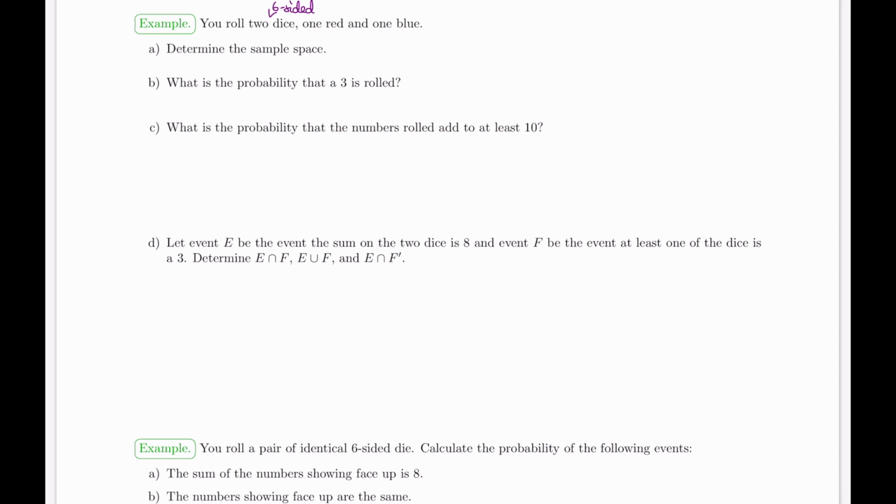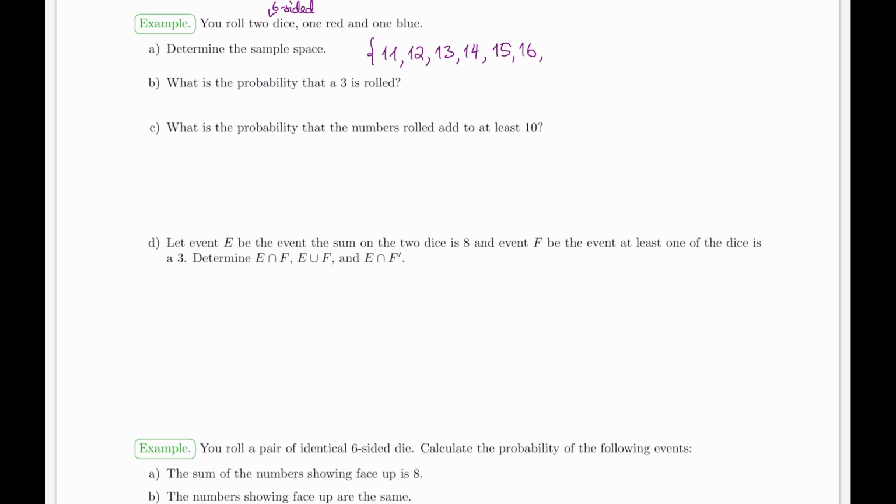Then I can actually start writing things out. So what are my options? I can have 1 on both red and blue. I can have 1, 2, 1, 3, meaning 1 on the red, 2 on the blue, 1 on the red, 3 on the blue. So I'm going to go through all the possibilities of having 1 on the red die, which will of course result in 6 possibilities for the blue die here.